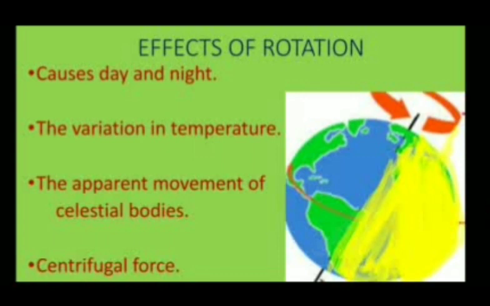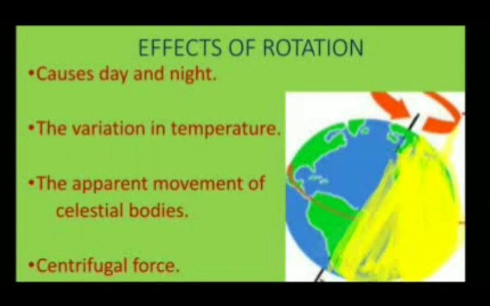The variation in temperature. In the previous chapter, we learned about longitude. There is a 4 minute difference between two longitudes. As the earth rotates, after every 4 minutes, a longitude comes in front of the sun and that longitudinal area receives the direct sun rays. Because of that, there is a proper distribution of temperature on the earth.